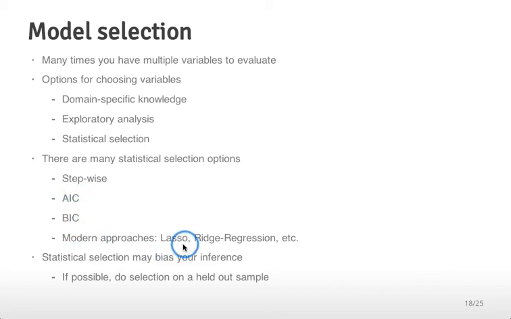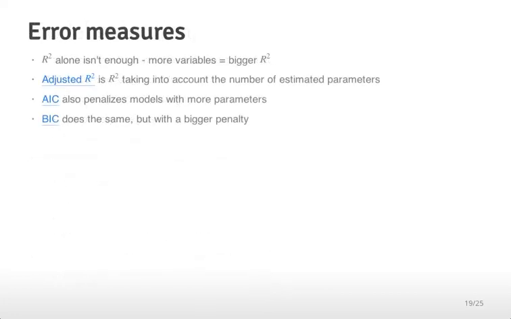There's also more modern approaches like lasso, ridge regression, and all that sort of thing, which I'm not going to go into too much detail on in this class, but there are some references for future reading at the end of this talk. So again, statistical selection may bias your inference. One way to avoid this to some extent is to perform the variable selection on a subset of your data set. So take some of the observations and do variable selection, and then use a second set of observations to do model inference. That is useful, especially if you have a very large sample size, but may be less useful if you don't have very many data points.